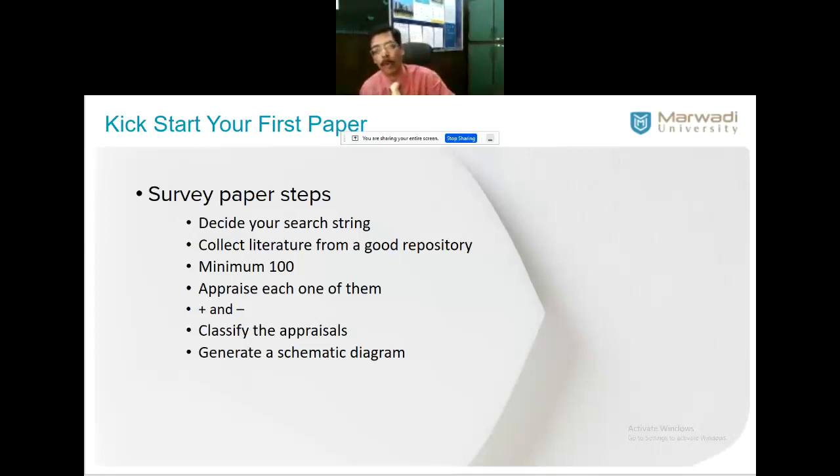This is very much important. At this stage you identify the plus point, that's a contribution. Identify the limitation. One line you write for contribution, one line you write for further improvement or limitation. That is the appraisal. For 100 papers you can write 100 appraisals.